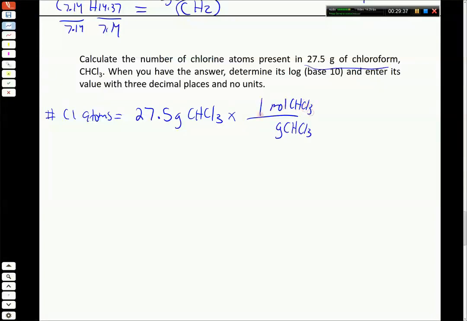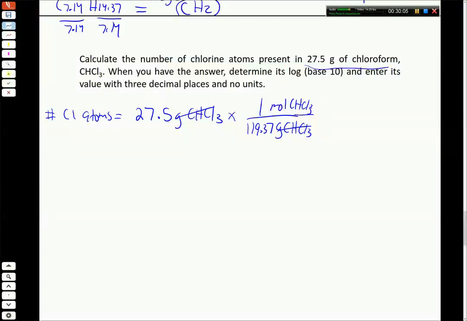And so we need the mass of 1 mole, so we add up the atomic masses of carbon, hydrogen, and chlorine. So carbon is 12.01, hydrogen is 1.008, and then we have 3 chlorines, which are 35.45 grams per mole each. So the molar mass of chloroform is 119.37. So we have 119.37 grams of CHCl3 in 1 mole, so the grams cancel out.